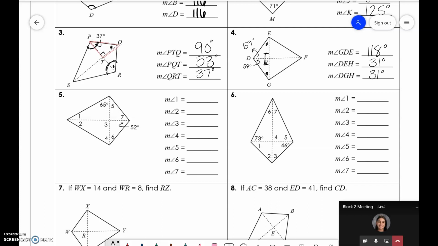Okay. So we can find angle 1 because diagonals are perpendicular. So 180 minus 90 minus 65. Angle 1 is 25.